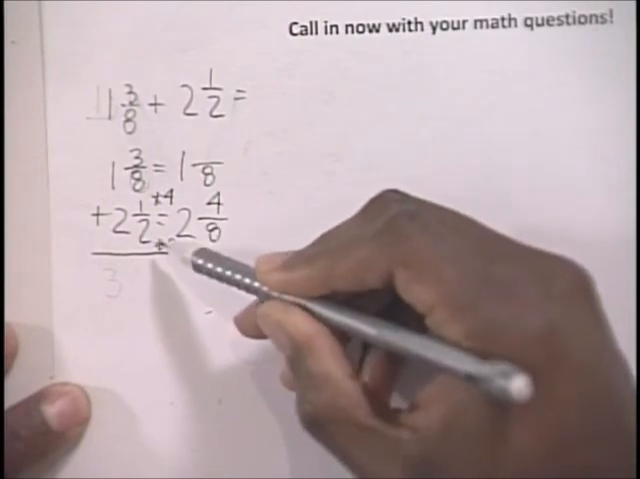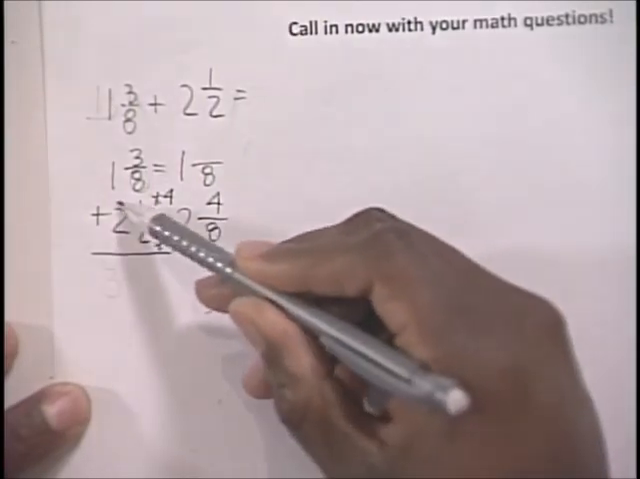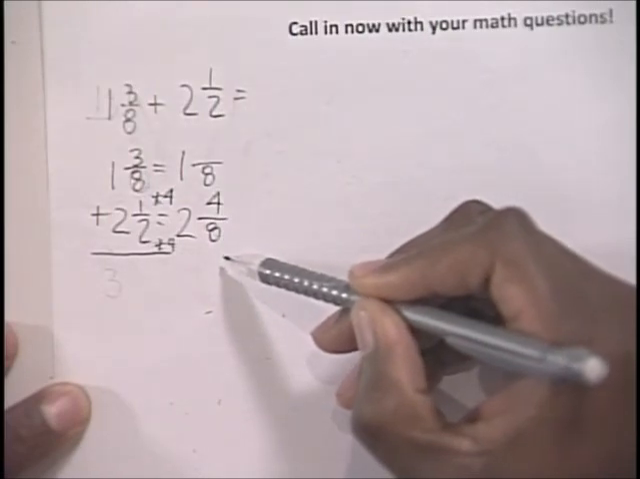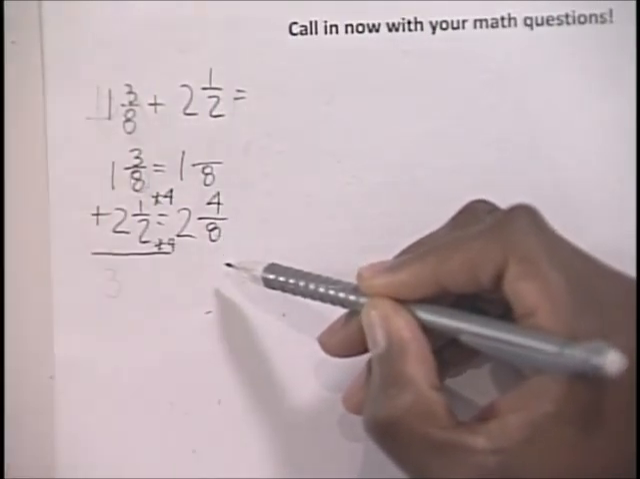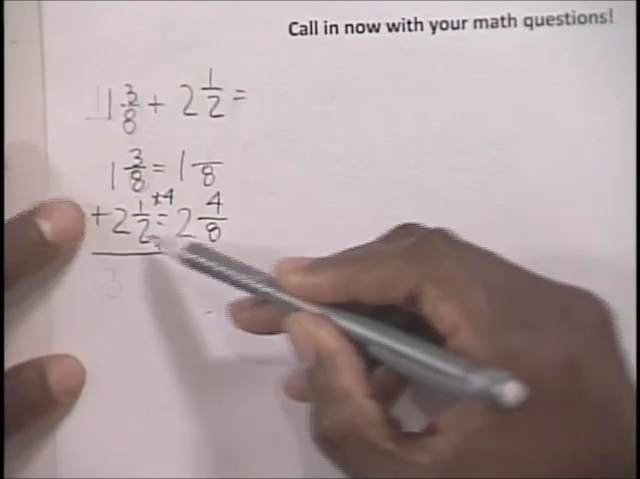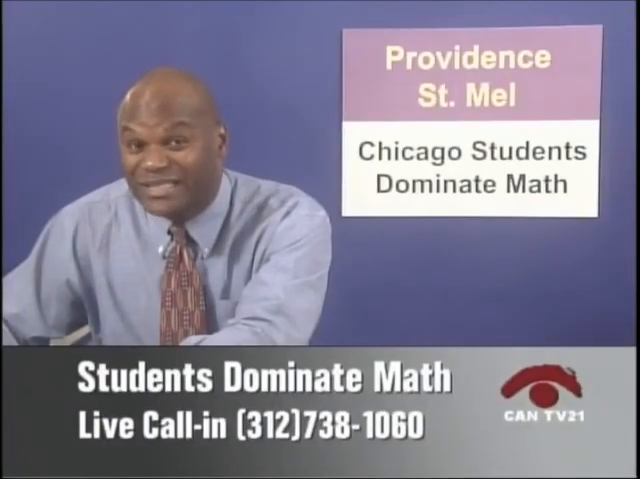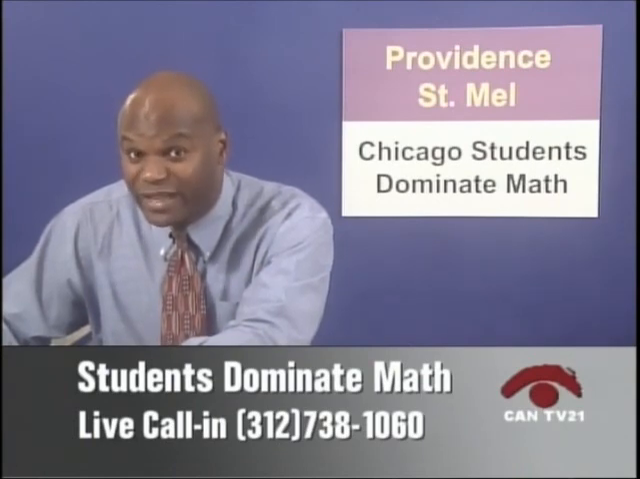There is no difference between 2 1/2 and 2 4/8. In terms of value, there's no difference. It's the exact same number. It's just that we've changed the denominator. Do you understand that? Yes.